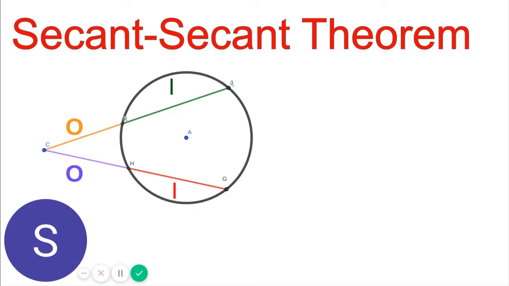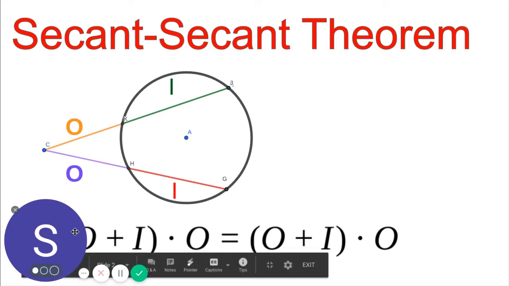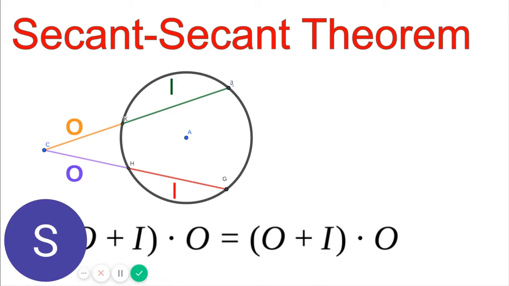In this particular picture, we have two secant lines that start at point C, and then they intersect the circle. The secant-secant theorem works kind of like the tangent-secant theorem, but you don't square anything. The relationship here is that the entire secant segment times its outside piece equals the other entire secant segment times its outside piece. So that's how the secant-secant theorem works.